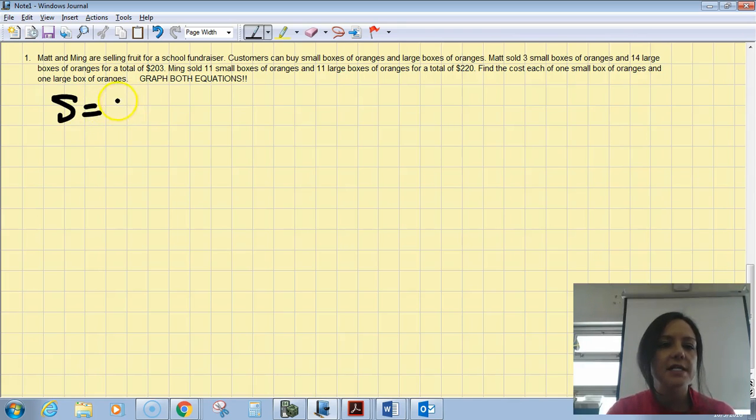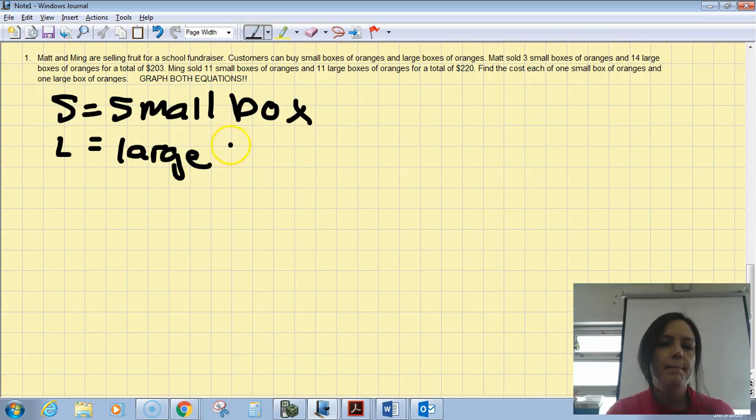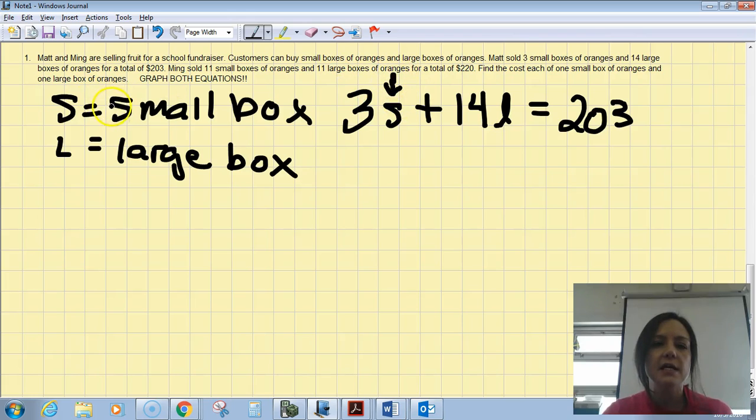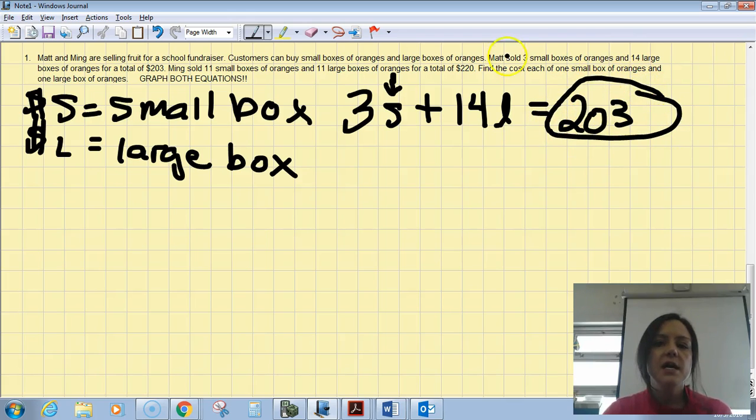I have to define my variables, you guys. S equals small box, okay, and L equals large box. So if we have 3 small boxes, and that means plus 14 large boxes, he made $203. Both of these are money in dollars, because if we have 3 boxes, we have to multiply it by a certain amount of dollars because our output is in dollars. It doesn't matter by looking at it, but just so you know what's going on.